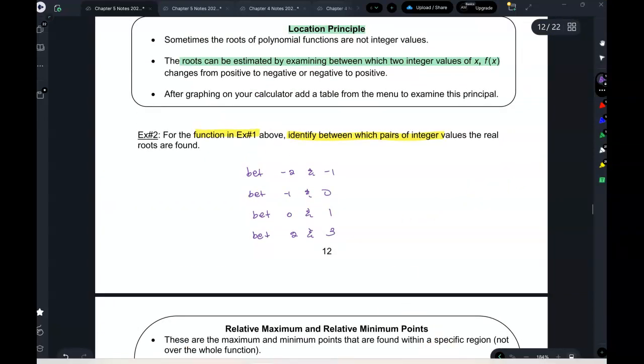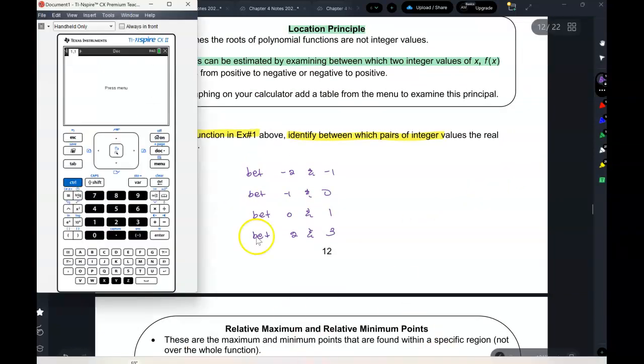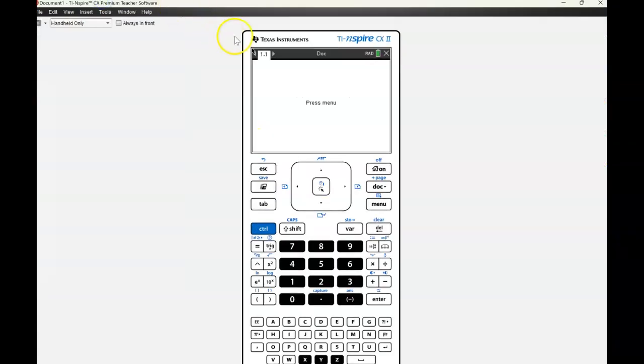So go ahead and take out your calculators. Okay? And let's graph this.